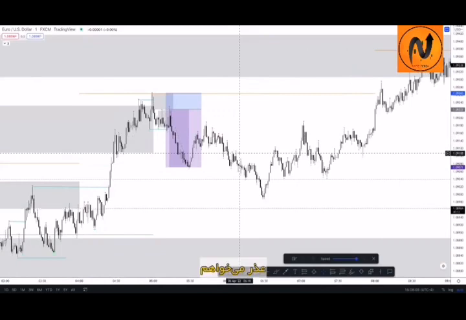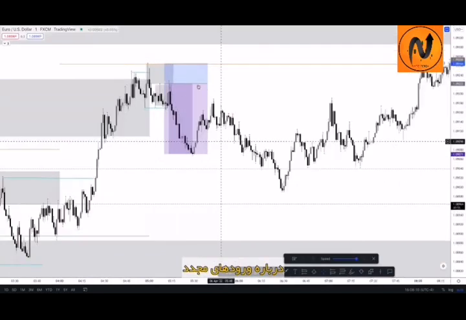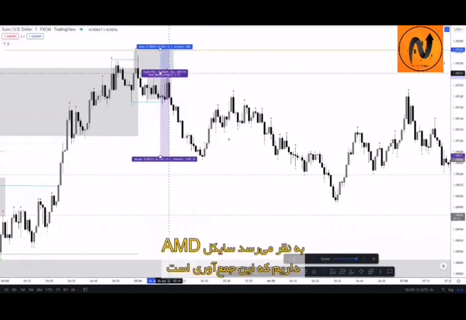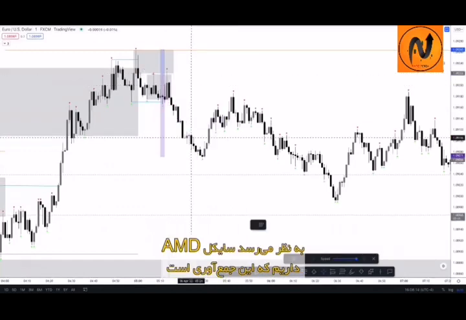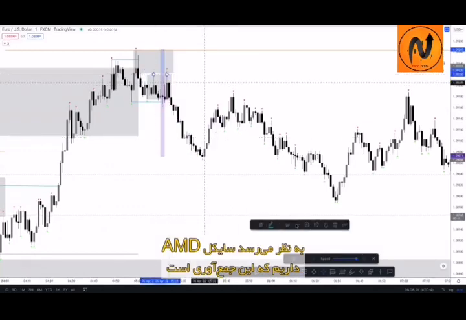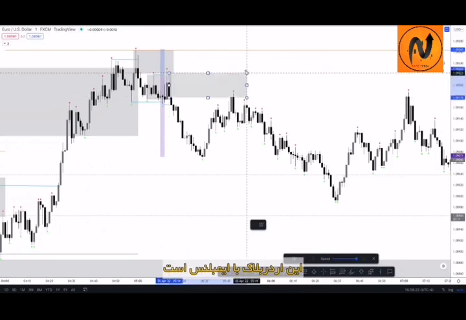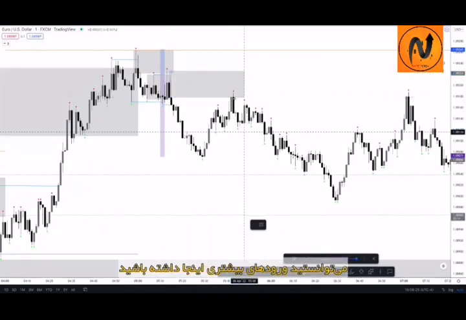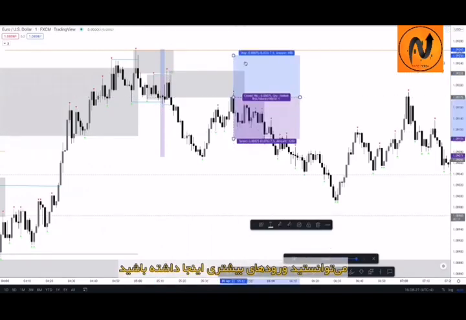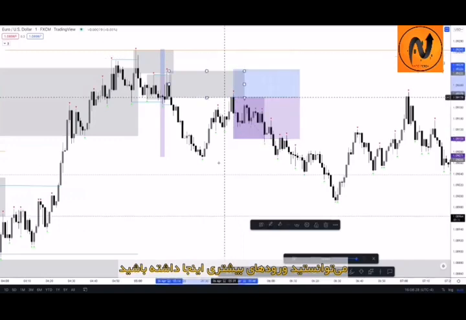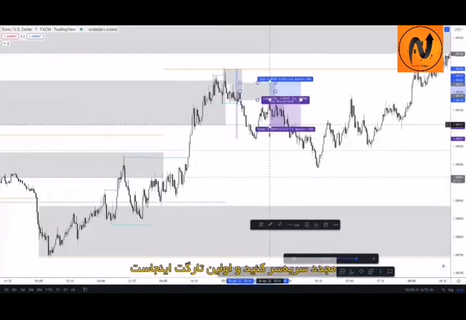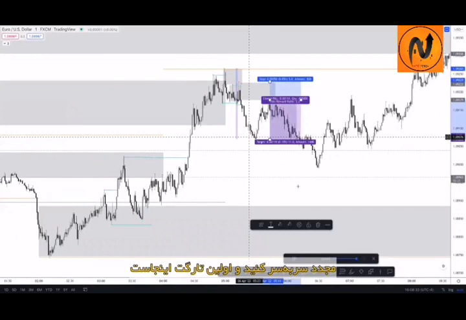Anyways, in terms of scale-ins, it looks like we have that AMD cycle again. Here's that sweep, right? Breaker structure here again. This is an OB with imbalance, right? And you could have scaled in more entries here. Again, go break even, first TP around here.